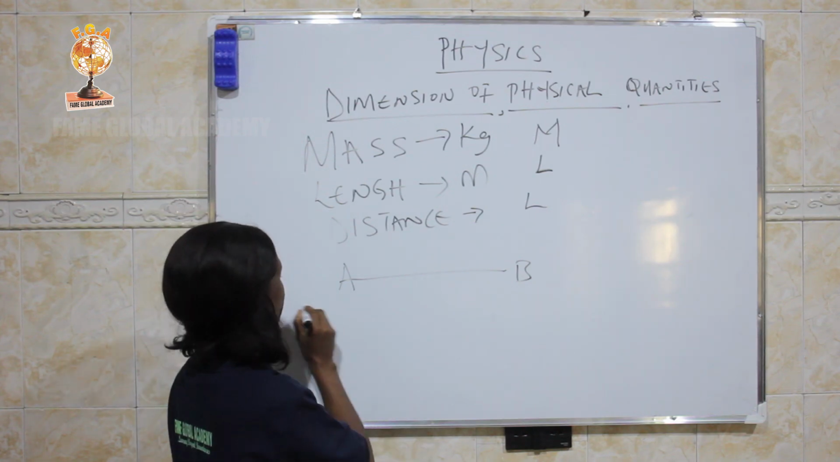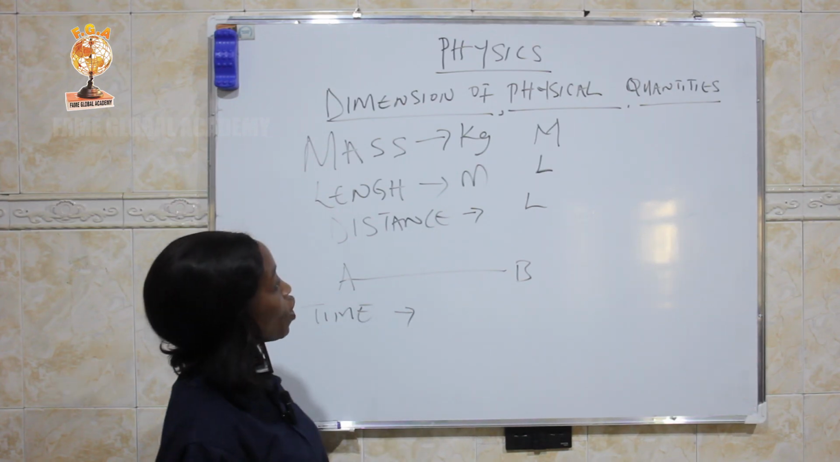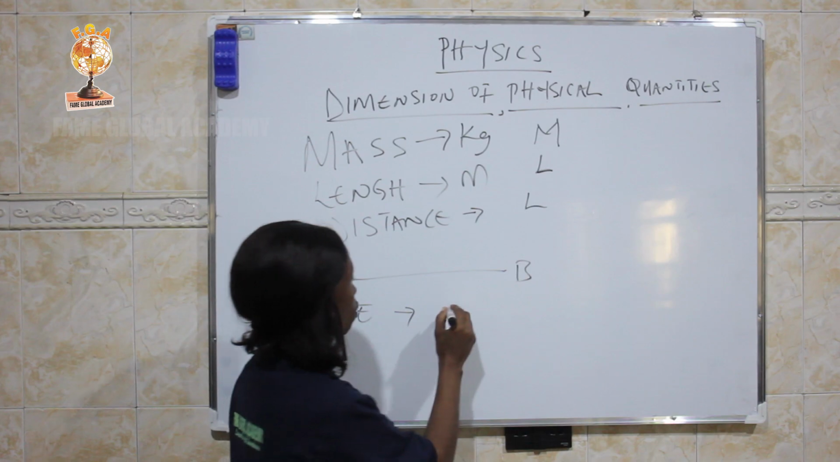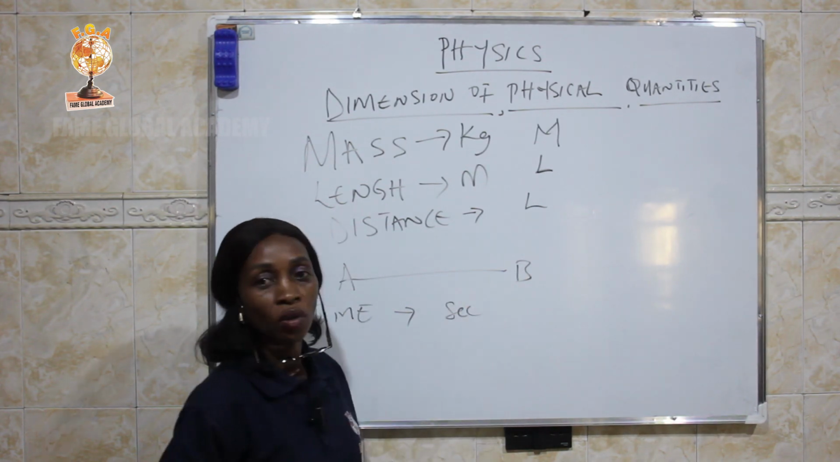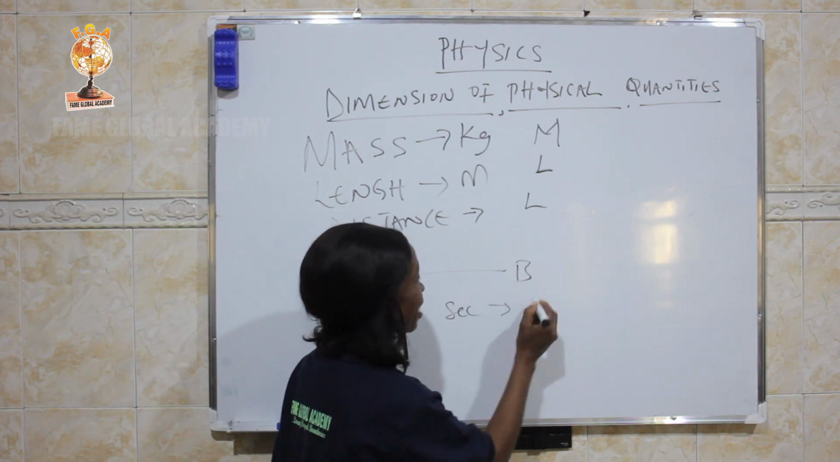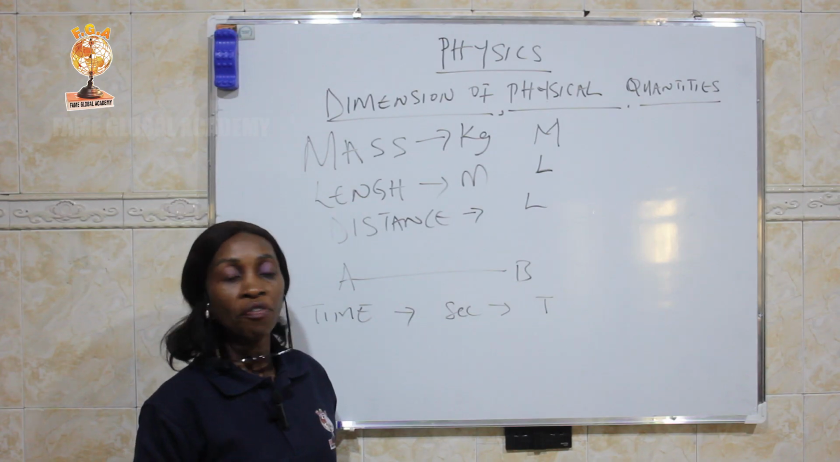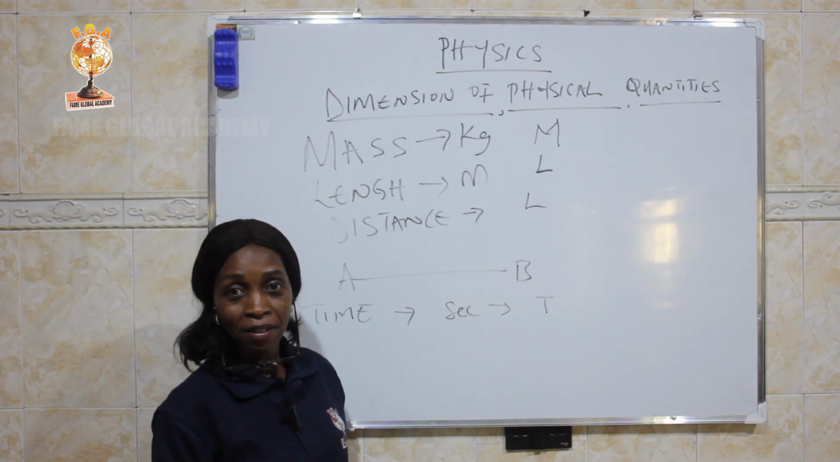Now, time. The SI unit for time is seconds. Please, let's take note of that. Seconds. But the dimension of time is capital letter T.